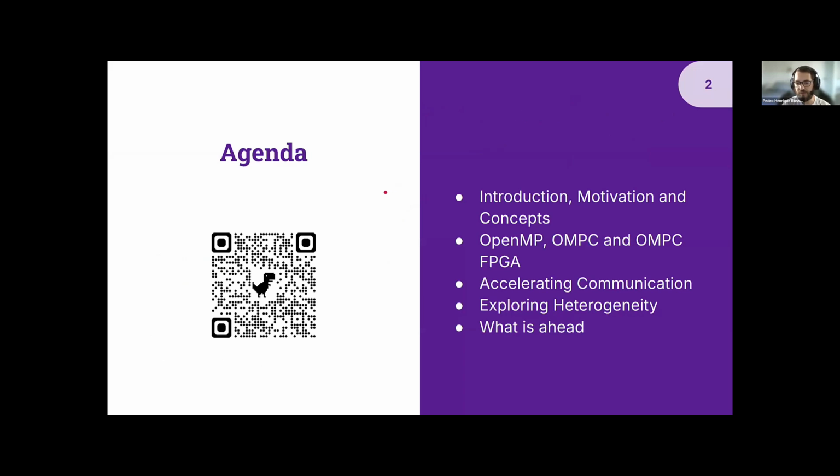Then I will speak about some of OpenMP offloading, OMPC, and OMPC on FPGAs, if someone does not know it yet. Then I will talk a bit about accelerating communication, how we did it in this integration, and how we can use our framework here to explore more heterogeneity using scenarios like CPU, CPU plus FPGA, or CPU plus FPGA plus GPUs. And then at the end, I would like to speak a little bit about what is ahead for both OMPC and OMPC on FPGAs. So here's a little QR code for this presentation if you want to look at it in the future.